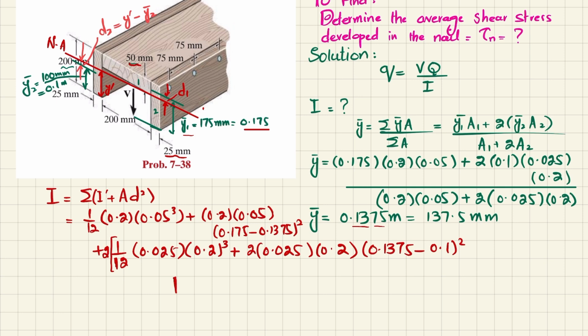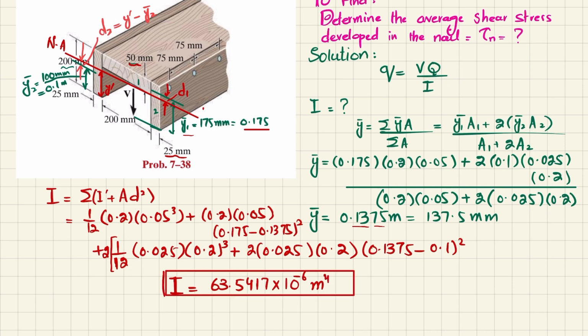So when you solve this, you will get the moment of inertia of this cross section about the neutral axis comes out to be 63.5417 into 10 raised to power minus 6 meter power 4. Now you have I, clear. We will move toward finding Q.